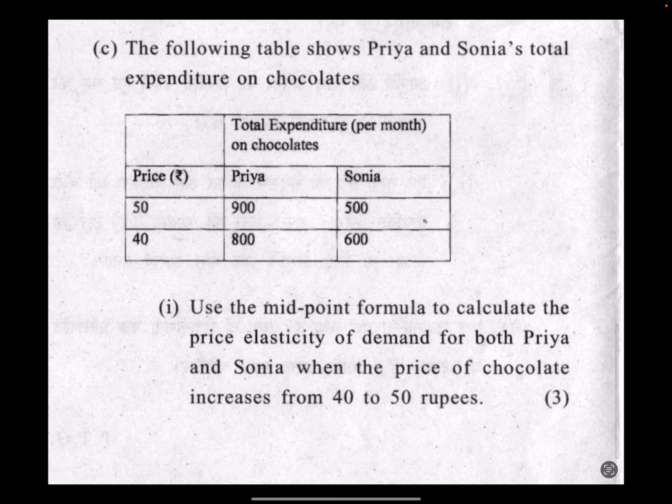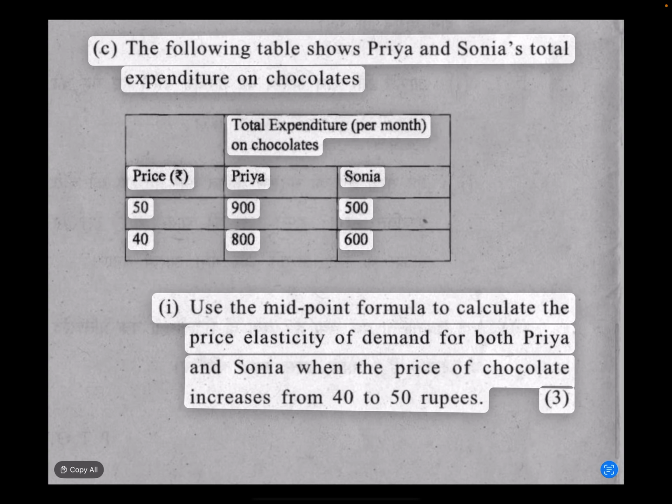Okay, look at this table. The table shows Priya's and Sonia's expenditure on chocolates. I'll just try to copy this up.